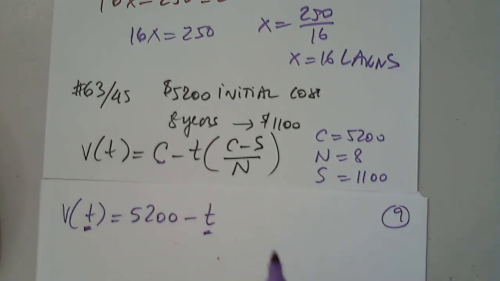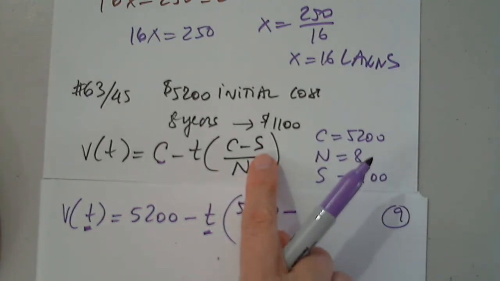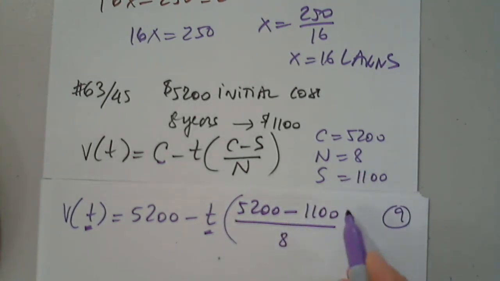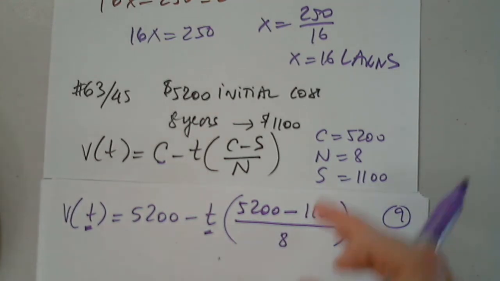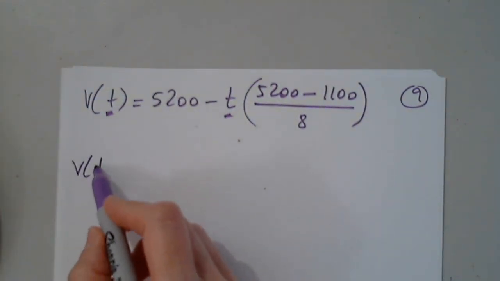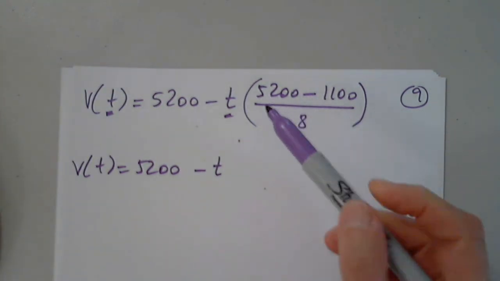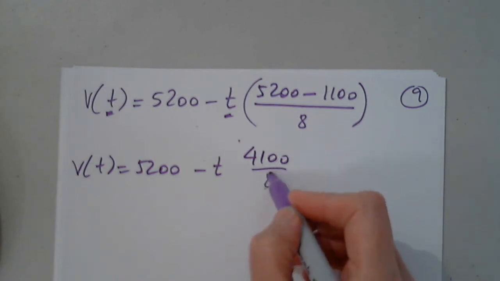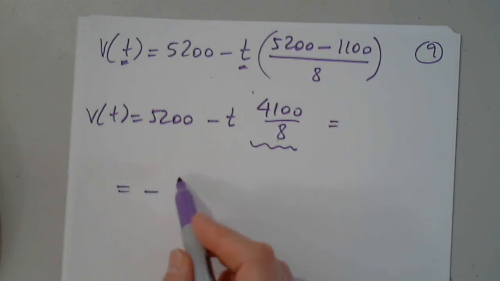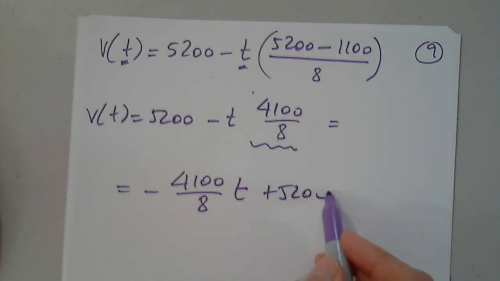T is the independent variable. C again. Now the salvage value and the number of years. A linear function, quite simple function. So V of t, 5,200 minus t. So this is 4,100 divided by 8. And this is the slope with minus, actually. So let me write it correctly. Minus 4,100 over 8, t plus 5,200.